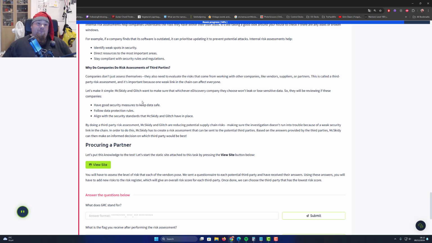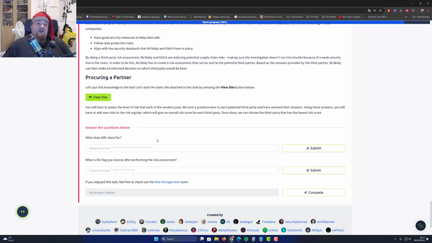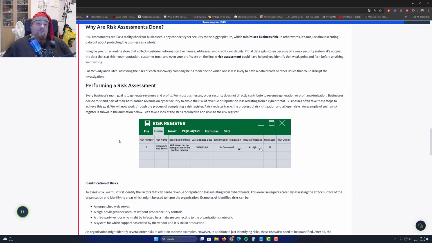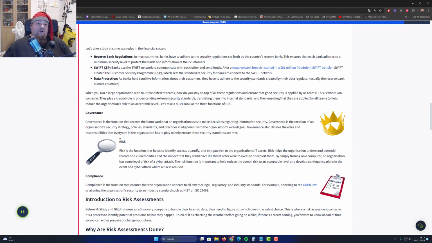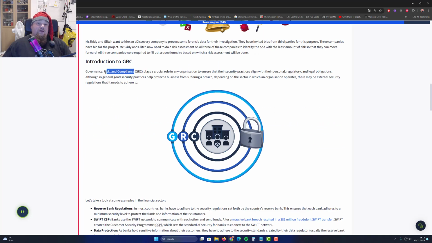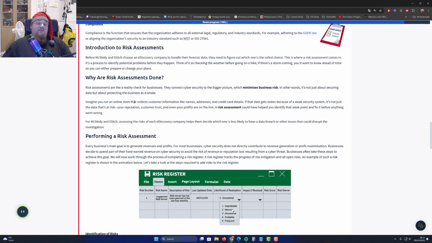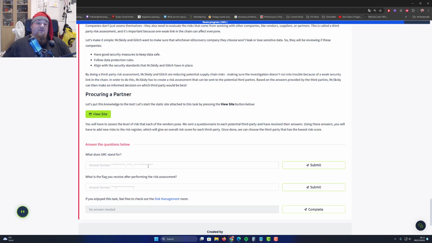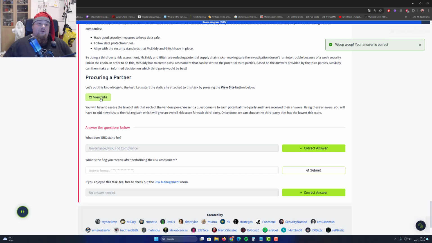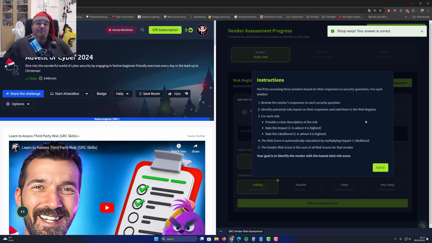So in this particular event here, what does GRC stand for? And we got that up here. If you cannot spell it or somehow, where did we find it? It was basically told to us right there. So let's take that as the answer of today. And now we need to receive the flag after performing the risk assessment. So let's go ahead and view the site.